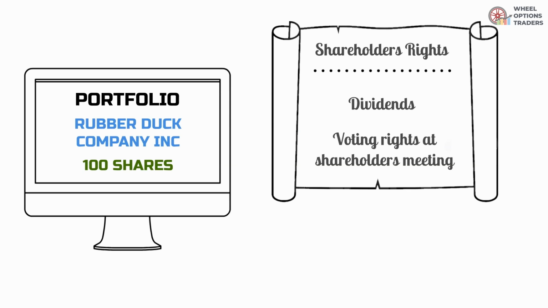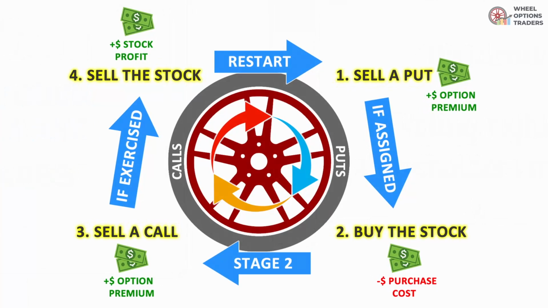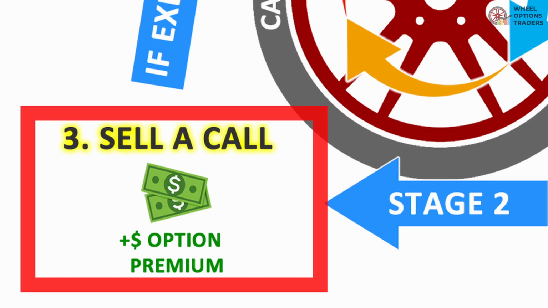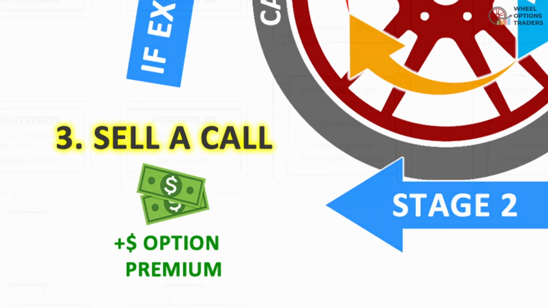Okay, so things are looking pretty good, but we have not finished with the wheel strategy yet. It's now time to move on to step 3, where things get even better. And step 3 is where you sell a call option contract. This is selling a call option on the stock that you now own. And as before, you'll be selling that contract to an options buyer. So let's go through that stage.